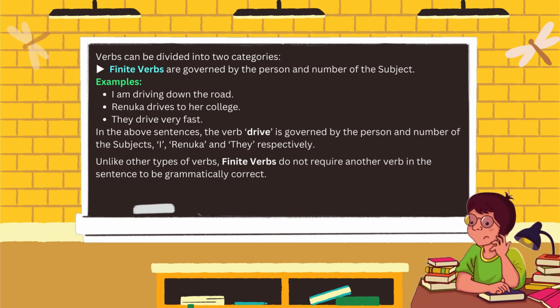Finite verbs are governed by the person and number of the subject. Examples. I am driving down the road. Renuka drives to her college. They drive very fast. In the above sentences, the verb drive is governed by the person and number of the subjects: I, Renuka, and they respectively. Unlike other types of verbs, finite verbs do not require another verb in the sentence to be grammatically correct.